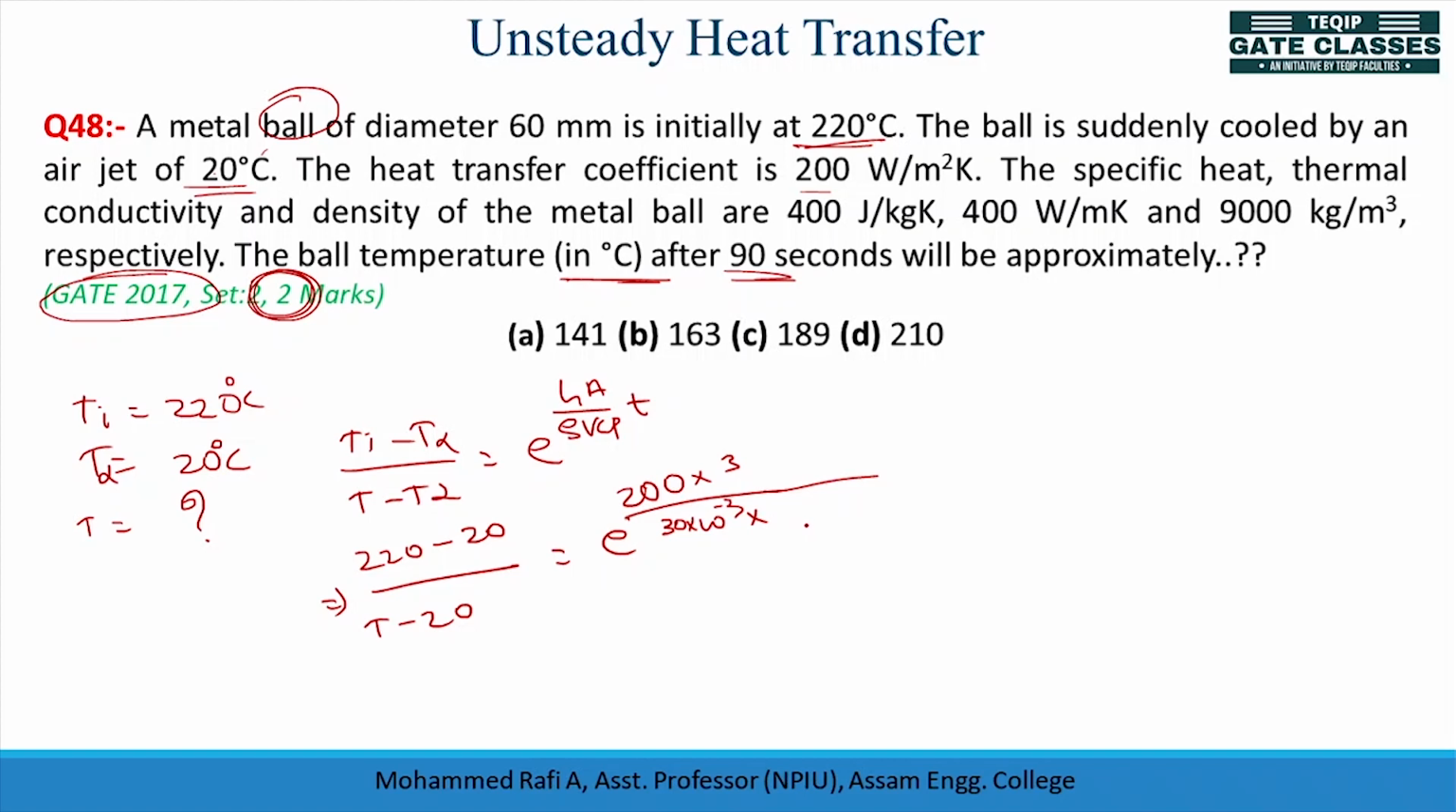So here, what is the value of h? The Cp value is given as 400, and rho V Cp delta t, right?